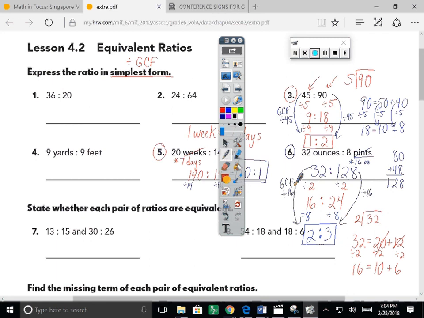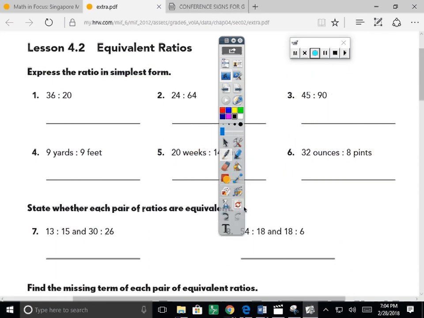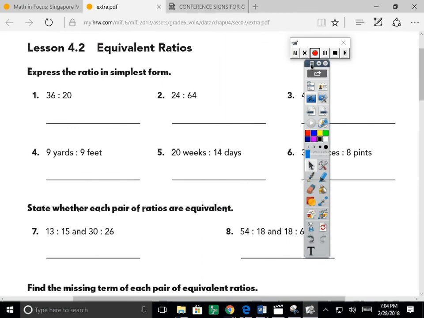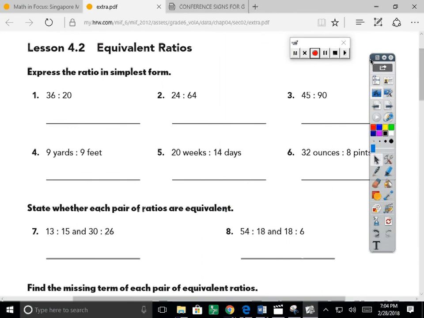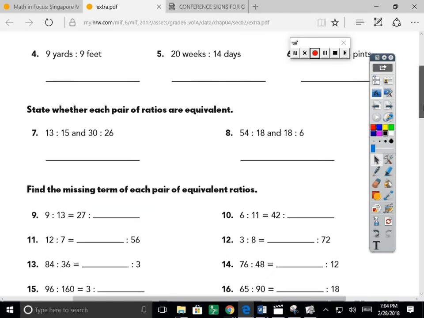All right, I'm going to fast forward to the next section here. So next they're asking me to consider whether or not I can write these as a ratio. So for number 7 and 8, actually they're asking if these are equivalent ratios. Helps if you read it out loud correctly.